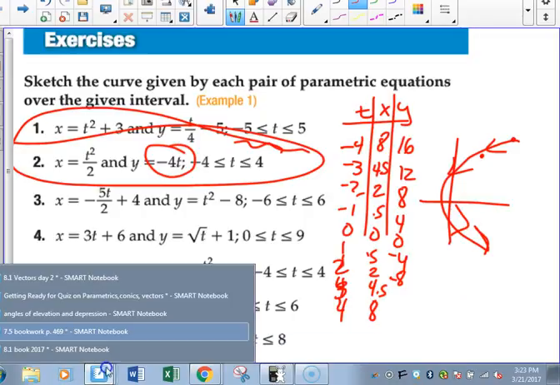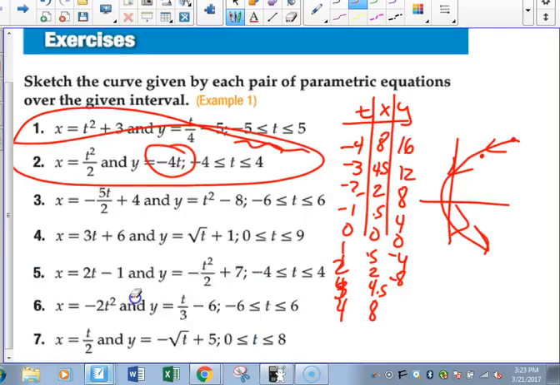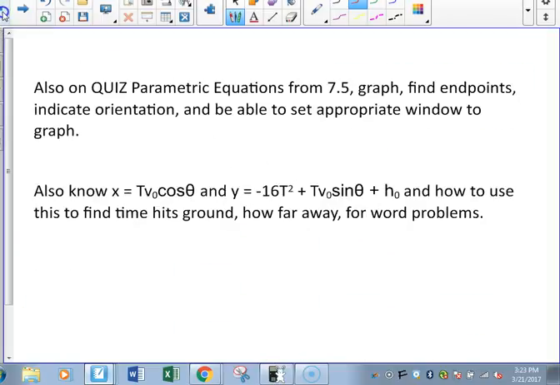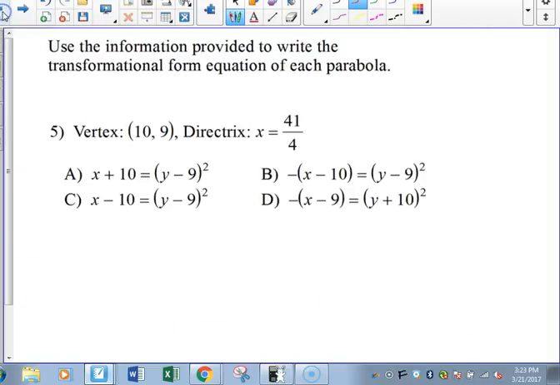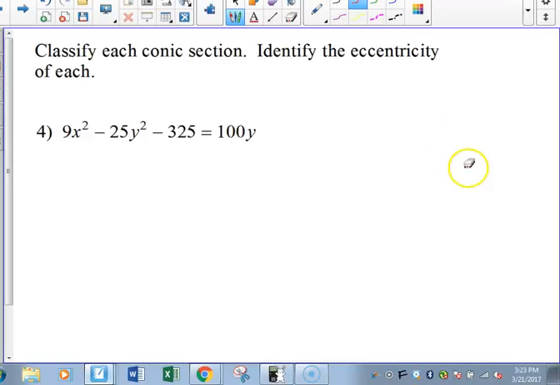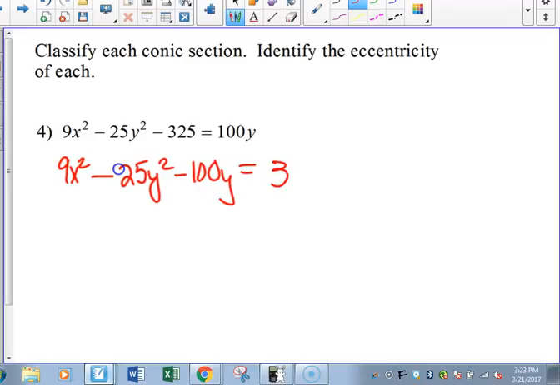All right. I feel like the thing I didn't review the most today was the conic stuff. Is there something off the green sheet you want me to do one of those? Like a completing the square? How about this number 4 right here? You would have 9x squared. There's no other x, right? If you move the 25y squared and the 100y over to that side and the 325 to the other side, you get that. Then what do we have to do?